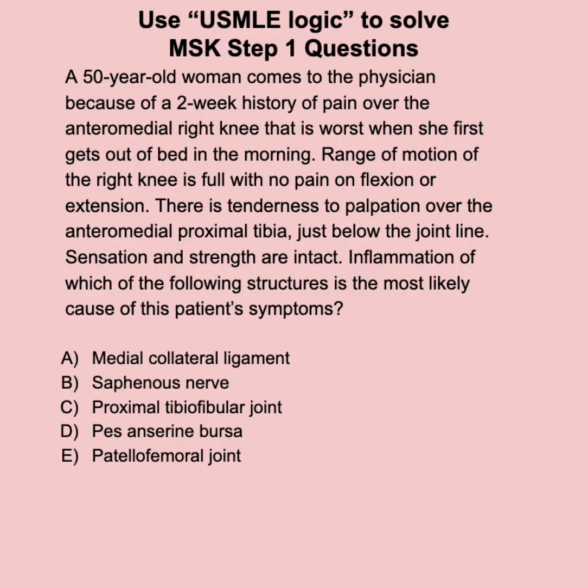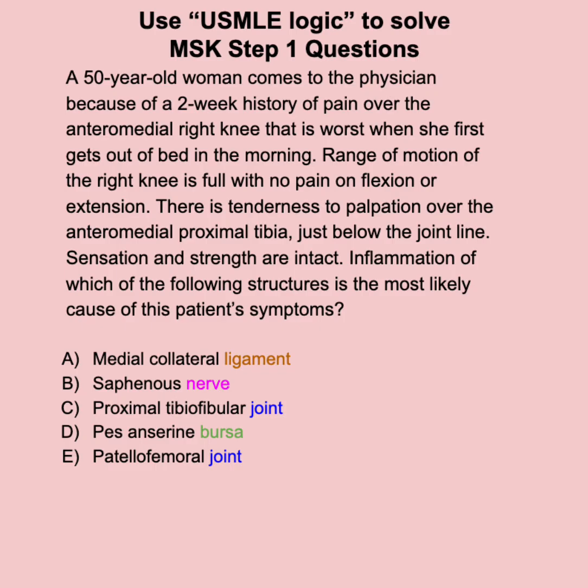So this is based off of an NBME question. You may feel overwhelmed looking at the answer options, but let me show you how to make it much simpler. What you're going to do is just categorize the answer choices into categories. So A is a ligament, B is talking about a nerve, C and E are talking about joints, and D is talking about a bursa.